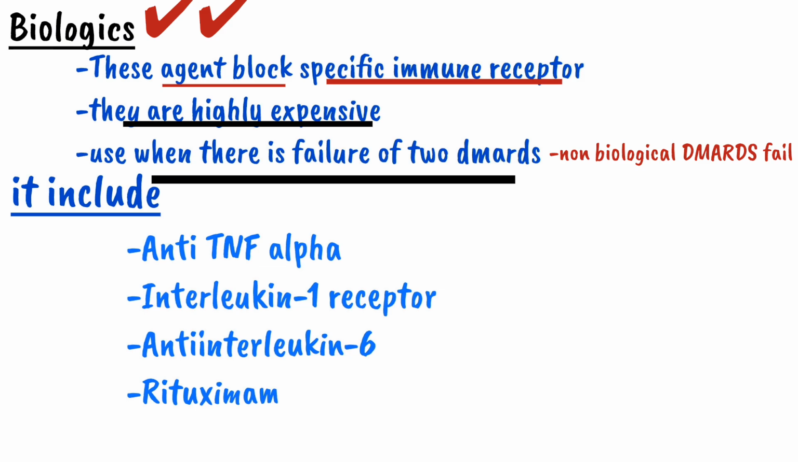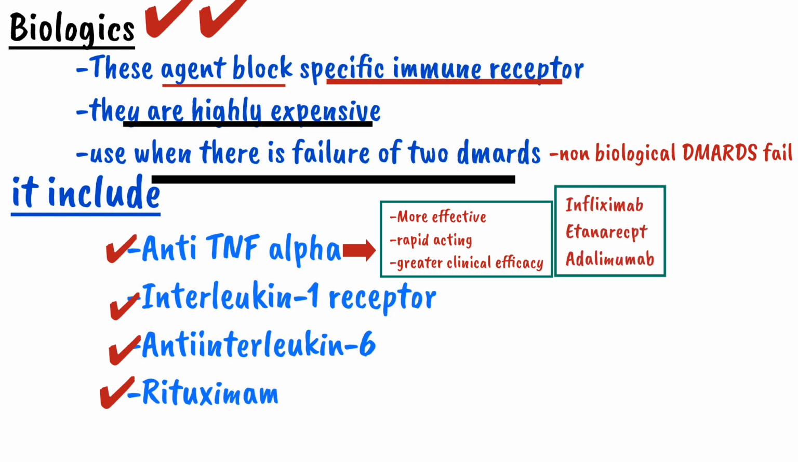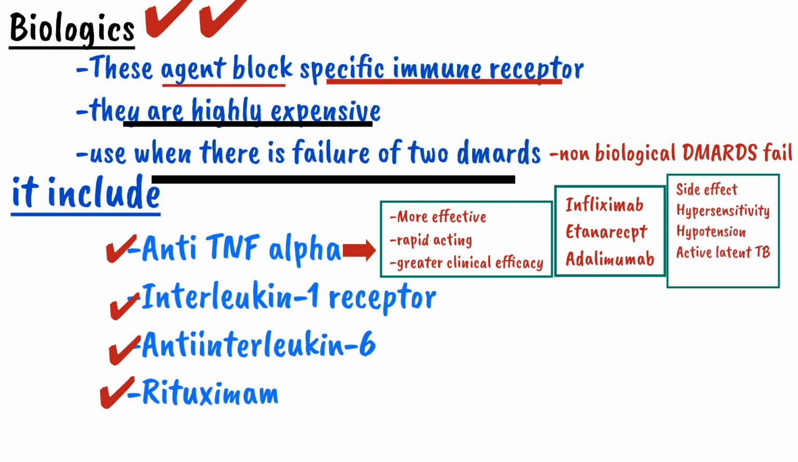It includes anti-TNF alpha, interleukin 1 receptor, interleukin 6, and rituximab. The anti-TNF alpha agents are more effective, rapid acting, and have a greater clinical efficacy. They include infliximab, etanercept, and adalimumab. Remember by the mnemonic AEI. Its side effects include hypersensitivity, headache, and hypotension. It can also cause reactivation of latent tuberculosis and sometimes can cause lymphoma.